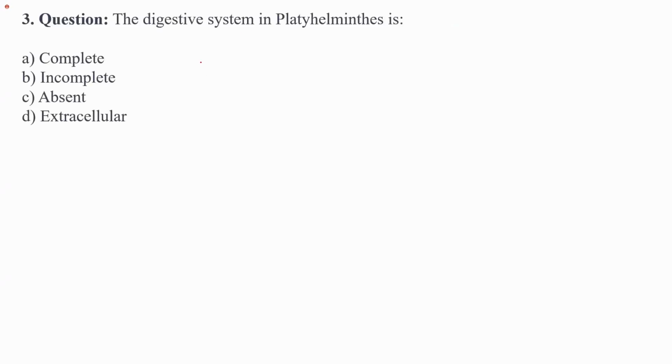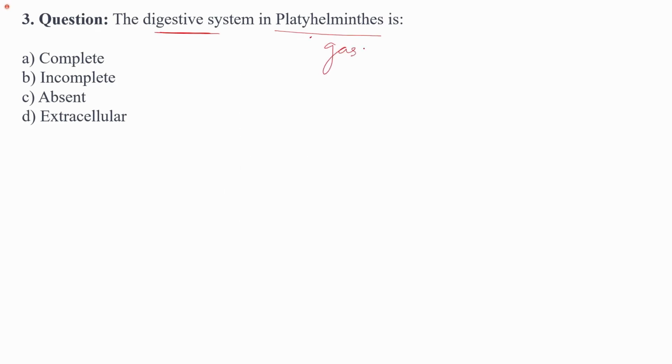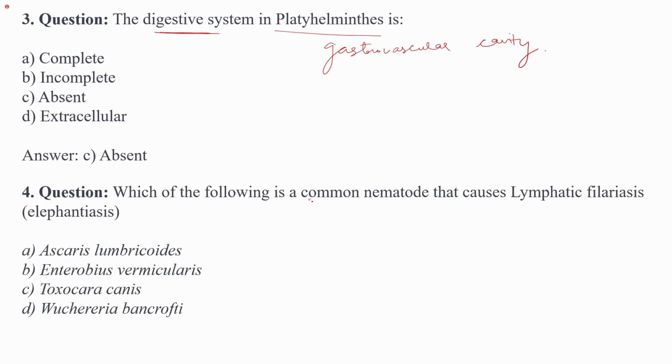The next question is about the digestive system of platyhelminthes. We know that in platyhelminthes there is no true digestive or circulatory system. Instead of that, they have a gastrovascular cavity, right? So the digestive system of platyhelminthes is absent. The next is, which of the following is a common nematode that causes lymphatic filariasis? We know that lymphatic filariasis is also known as elephantiasis. So this lymphatic filariasis is caused by Wuchereria bancrofti.